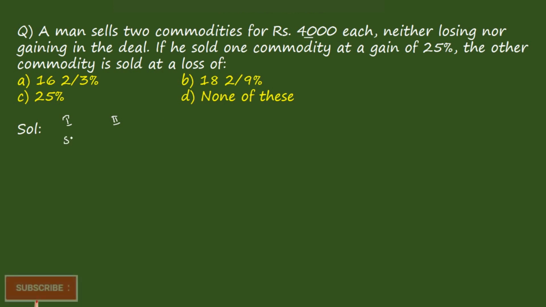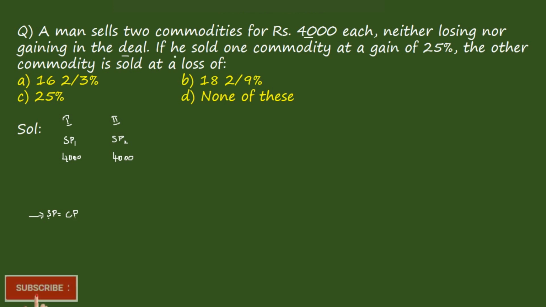If you consider selling price 1, the first one, and selling price 2 of the second one, it is nothing but given as 4,000 rupees, right? Again, they are saying that neither loses nor gains in the deal. It means that selling price is equal to cost price. So the total selling price is equal to total cost price.